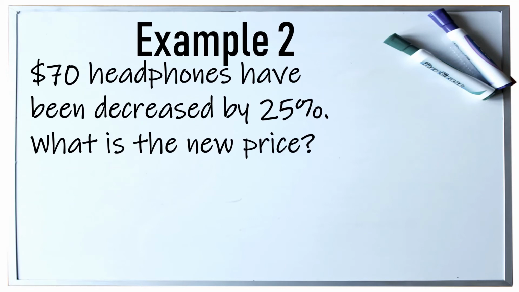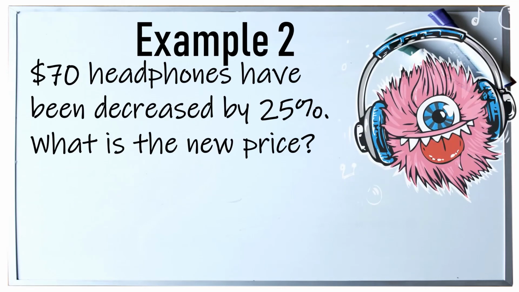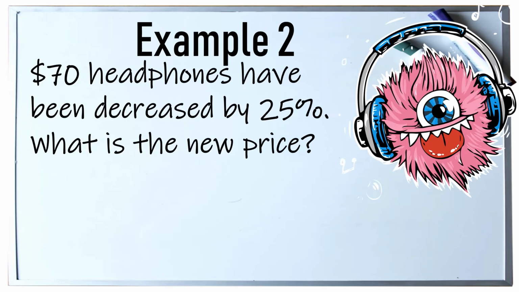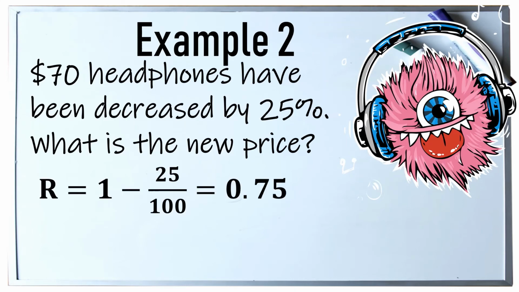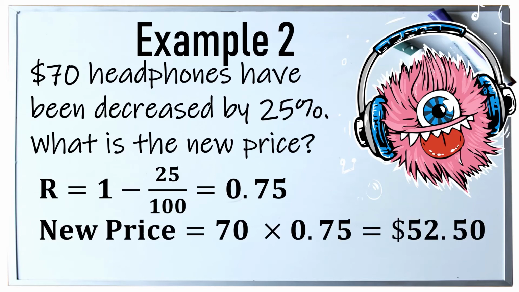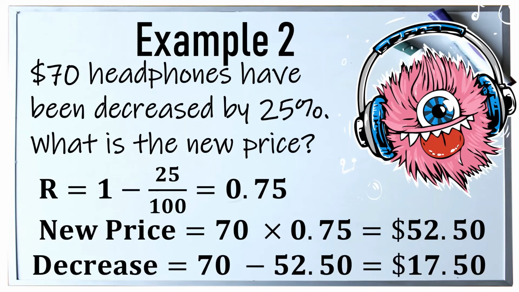Example 2. $70 headphones have been decreased by 25%. What is the new price? Again, we're going to start with the R value, but this time we're going to take away the 25%, which gives us 0.75, a value less than 1. The new price is going to equal the old price times this R value. So it's the same formula as before, which gives us $52.50. To work out the decrease, even though the question hasn't asked for it, we would go the old price minus the new price to give us the decrease.